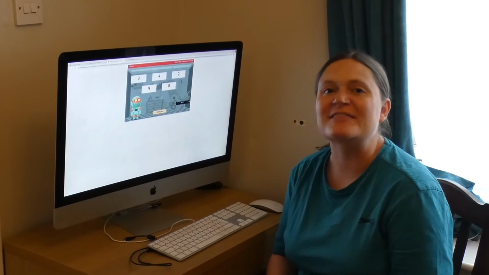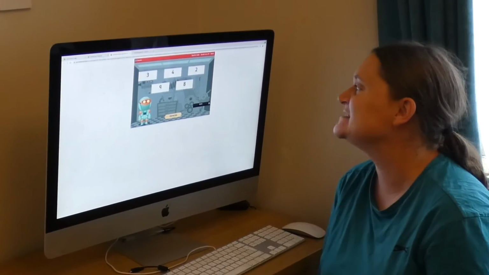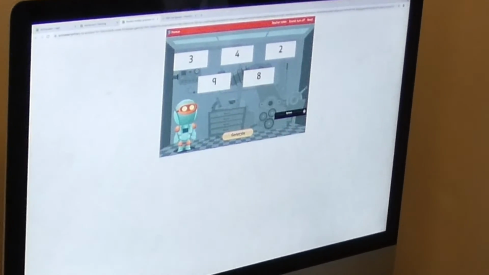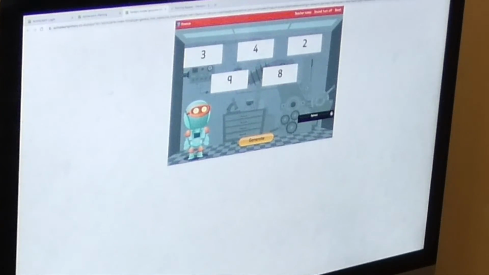Okay, so we're going to have a look at this little number generating activity here. Here we've got our robot, and he's given me 5 different numbers. So let's have a look what they are. 3, 4, 2, 9, and 8. And what I want you to do is to have a look closely at those numbers and see if you can see any pairs of doubles and halves.